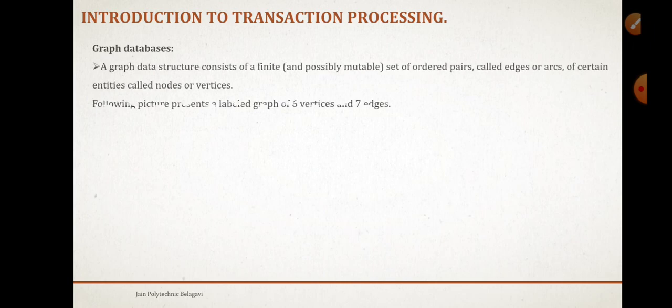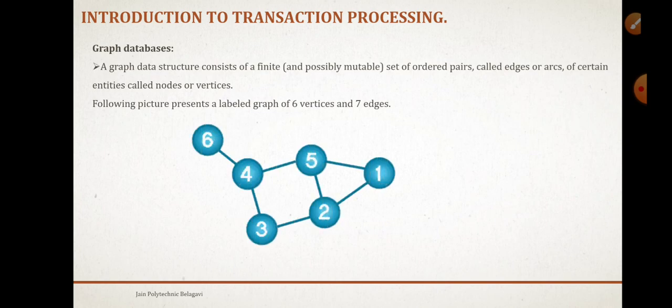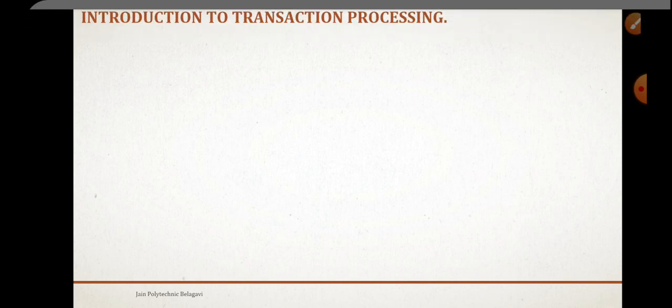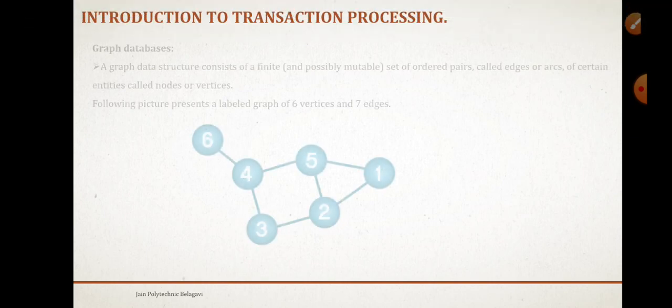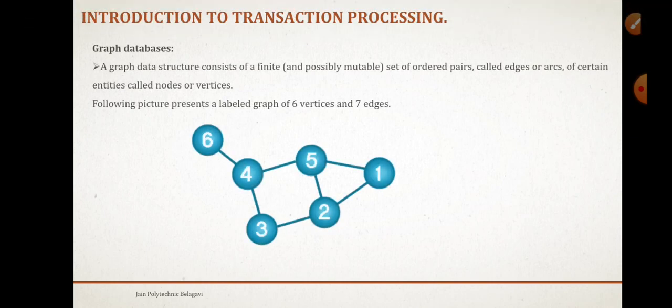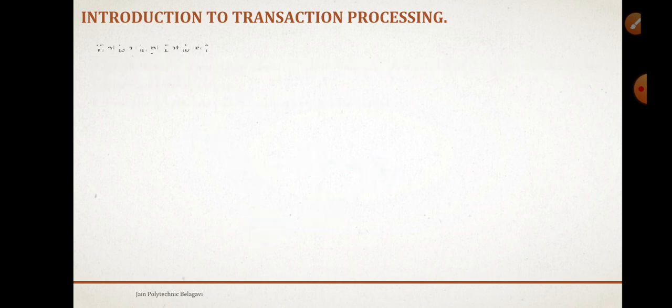Graph databases. A graph data structure consists of a finite set of ordered pairs called edges or arcs, of certain entities called nodes or vertices. The following picture presents a labeled graph with 6 vertices and 7 edges. In the figure, the 6 vertices are connected using the 7 edges, right? So each is connected and we can travel from one vertex to another vertex.